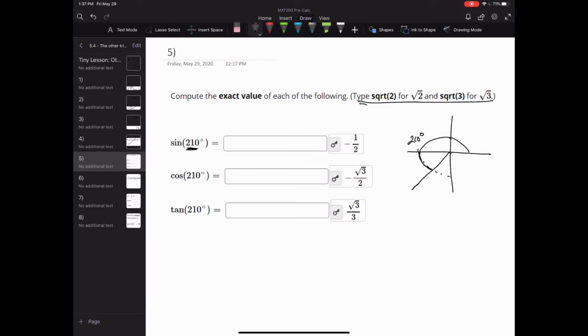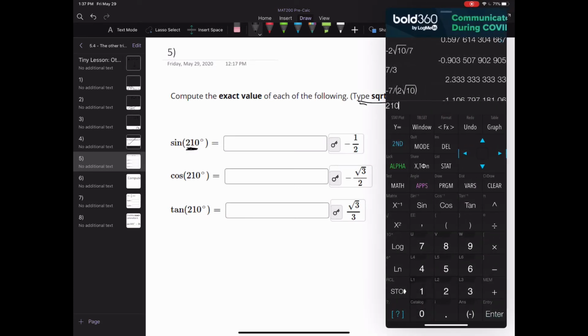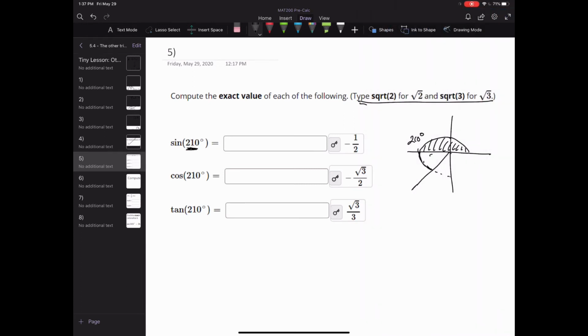Well, we have to subtract the 180 away from the 210 to see how much extra went over. So 210 minus 180, 30. So our reference angle is 30.